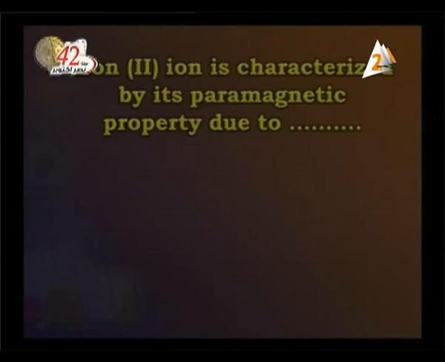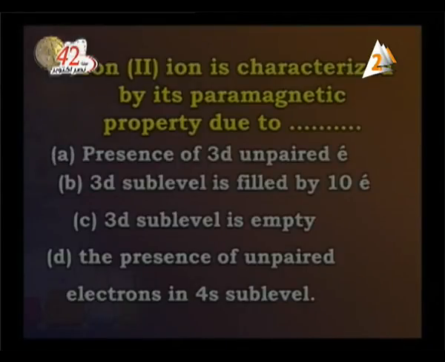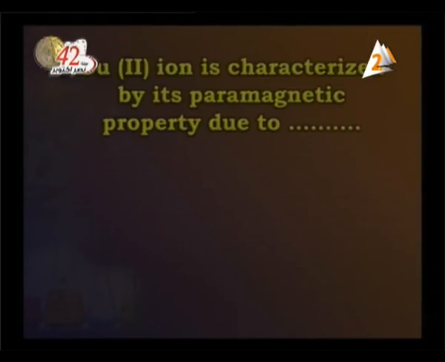Next point. Iron 2 ion is characterized by its paramagnetic property due to what? The presence of 3d unpaired electrons, or 3d sublevel is filled by 10 electrons, or 3d sublevel is empty, or the presence of unpaired electrons in 4s sublevel. Yes, if you think about it, my dear student, it will be the presence of 3d unpaired electrons.